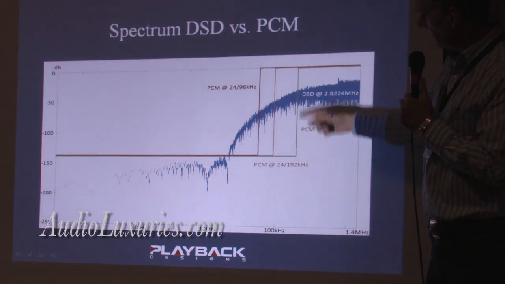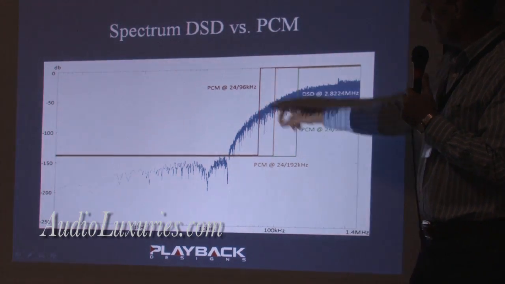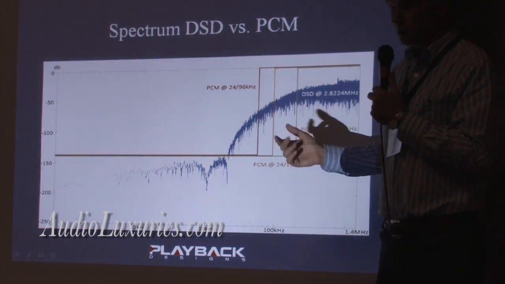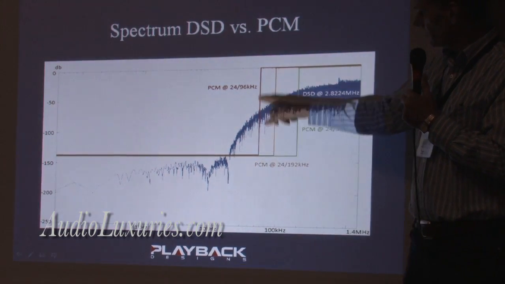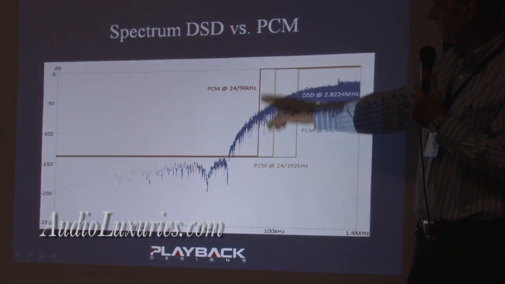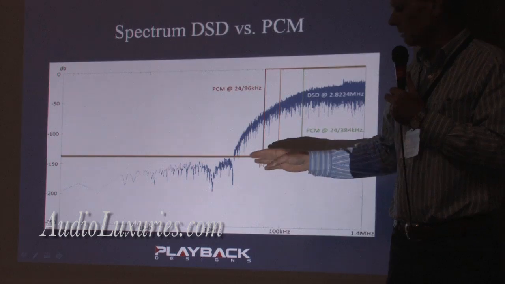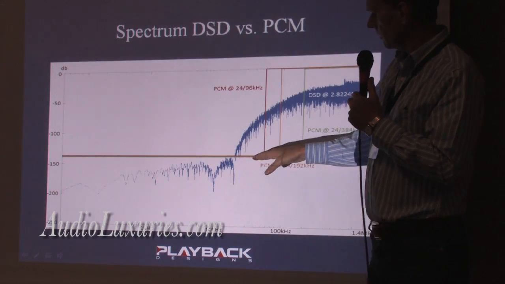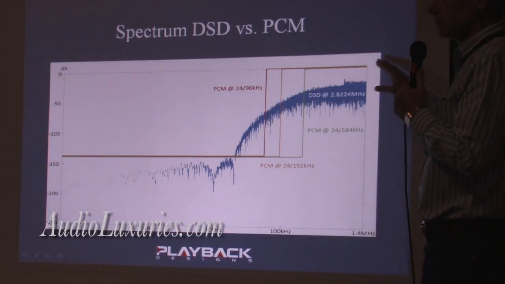As a comparison here, I drew in the PCM spectrums for 96 kilohertz, 192, and 384. What's characteristic about the PCM spectrum is always that break wall where you completely cut off anything above the Nyquist frequency here. DSD is really not like that. You have almost the same performance as PCM up to the Nyquist frequency, and then it slowly changes.